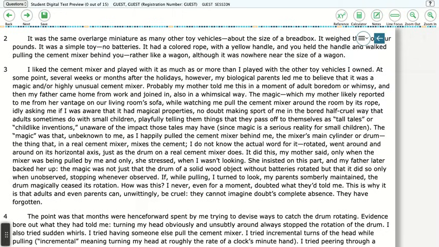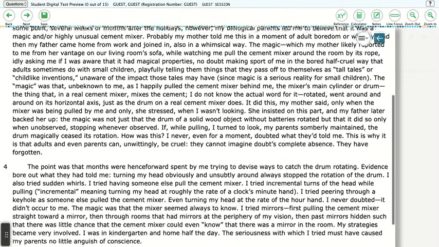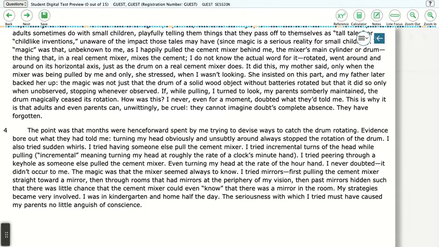This is why it is that adults and even parents can unwittingly be cruel. They cannot imagine doubt's complete absence. They have forgotten. The point was that months were henceforward spent by me trying to devise ways to catch the drum rotating. Evidence bore out what they had told me. Turning my head obviously and unsubtly around always stopped the rotation of the drum.